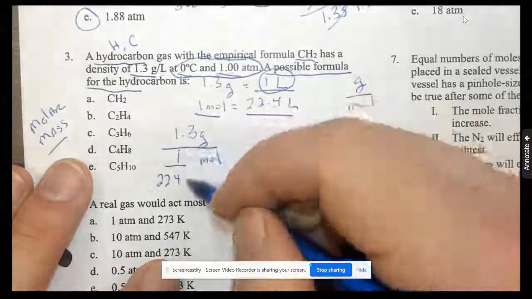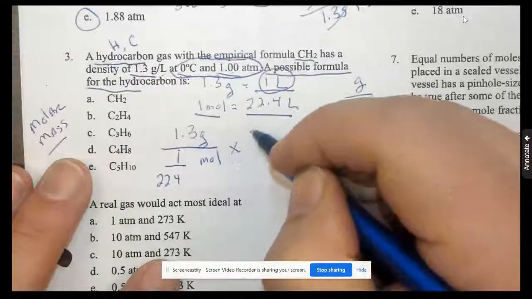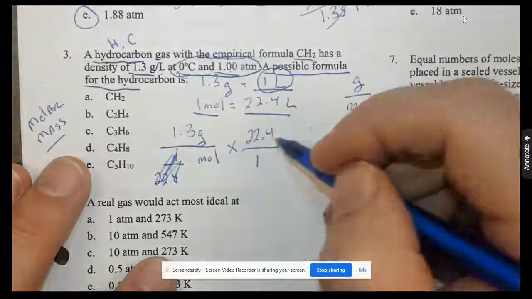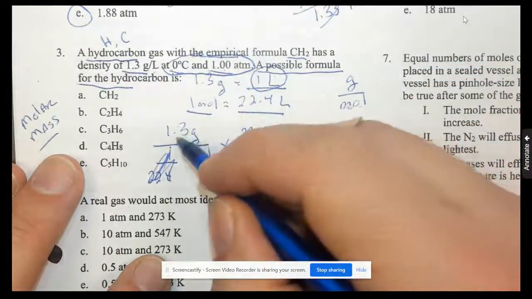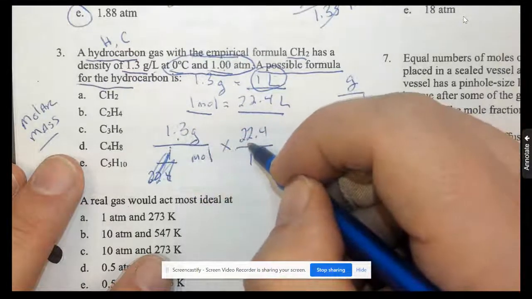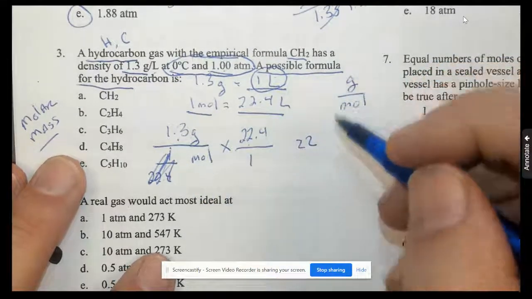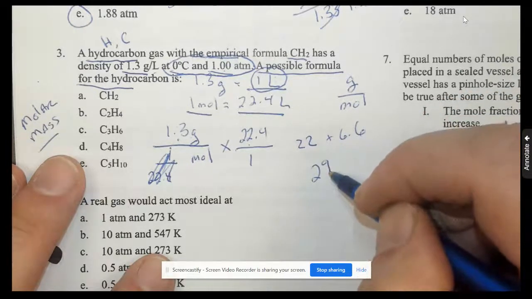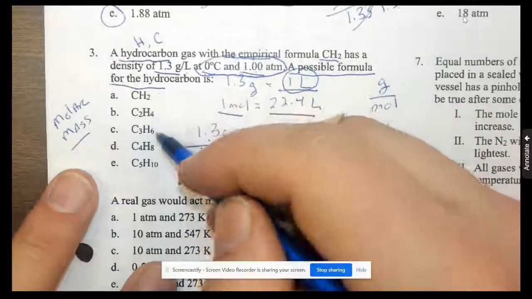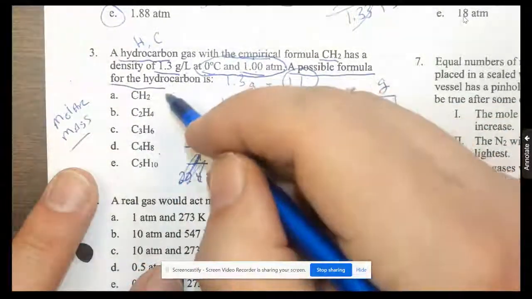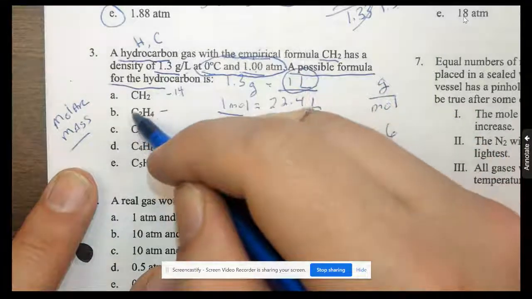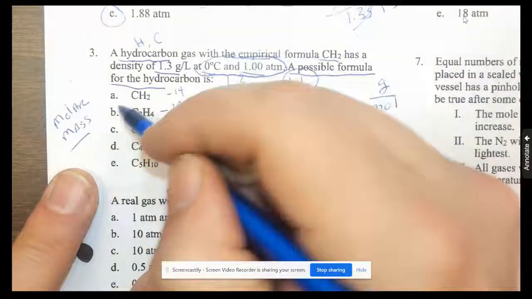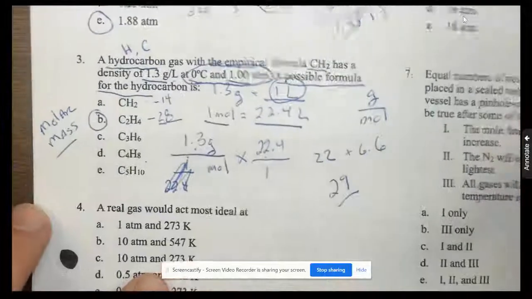Now, when you divide by a fraction, it's the same as multiplying by the reciprocal of that fraction. So I'm going to take 1 times 22 is 22. 0.3 times 22 is 6.6. Add those two up, you're going to get around 29. And if you find the molar mass of each one of these, this one is 14, 24, and 4. This one's 28. Ooh, that's really close to what we got. That has to be our answer.